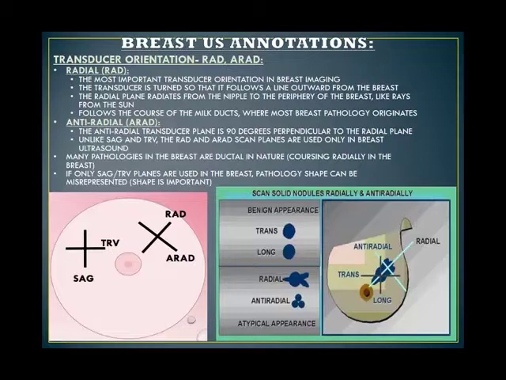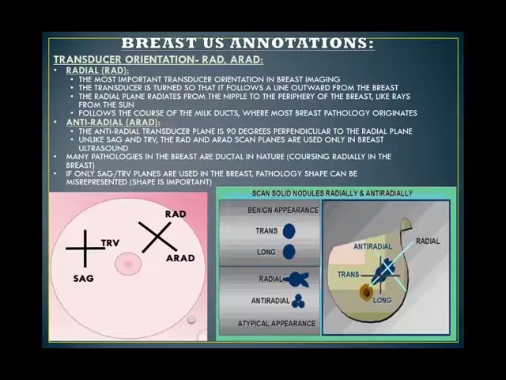So here's an example. Here's a mass in the breast, and here they're taking all the different planes through this mass. This is a radial plane, which shows the mass like that. Here is an anti-radial plane, which shows our mass like this. And then you've got your standard planes, which are transverse and long. Long is another word for sagittal, longitudinal.